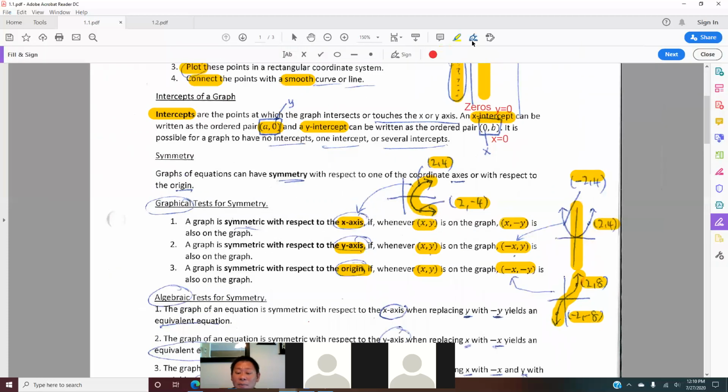Sometimes a graph has no symmetry, then you say this is neither. Neither means you don't have symmetry, no symmetry.